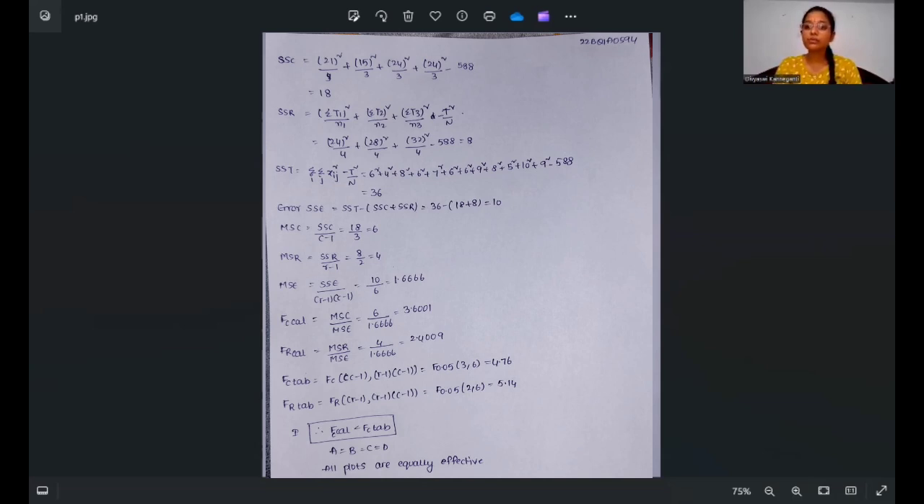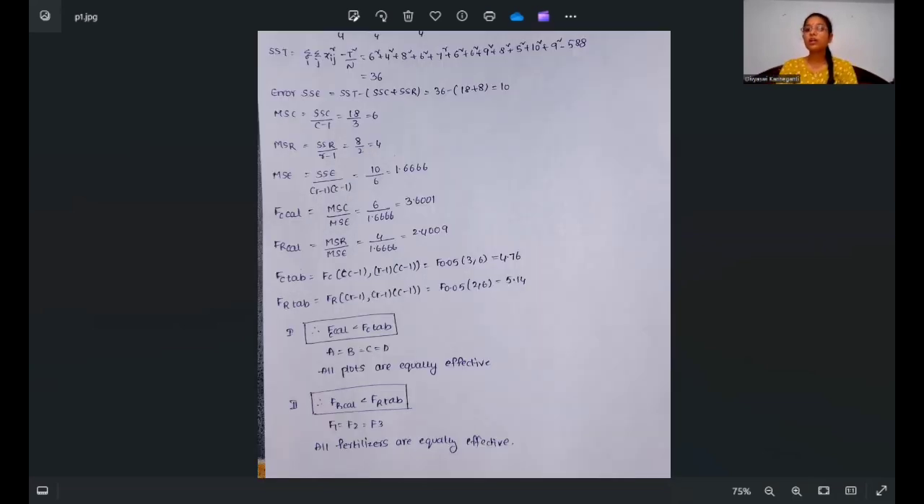Now we have to check the calculated value against the table value, and compare them to decide whether the null hypothesis is accepted or rejected, or the alternative hypothesis is accepted or rejected. The F column calculated value, the formula being mean square column by mean square error, is 3.6001. The F row calculated, that is mean square row by mean square error, that is 4 by 1.6666, would be 2.4009. So this is the column calculated value and row calculated value.